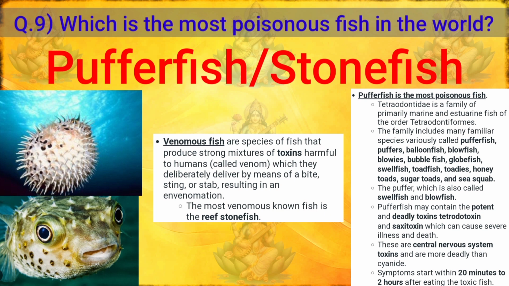Pufferfish may contain the potent and deadly toxin tetrodotoxin and saxitoxin, which can cause several illness and death. These are the central nervous system toxins and are more deadly than cyanide. Symptoms start within 20 minutes to 2 hours after eating the toxic fish. Venomous fish are a species of fishes that produce a strong mixture of toxin harmful to humans called venom, which they deliberately deliver by means of a bite, sting, or stab, resulting in envenomation. The most venomous known fish is the reef stonefish.